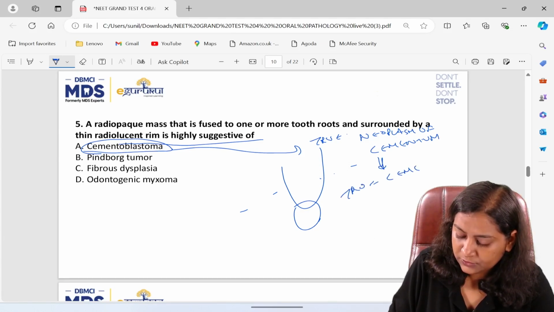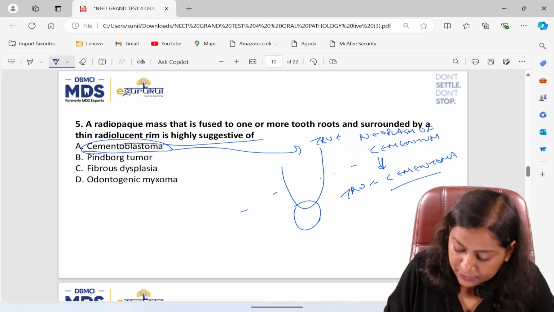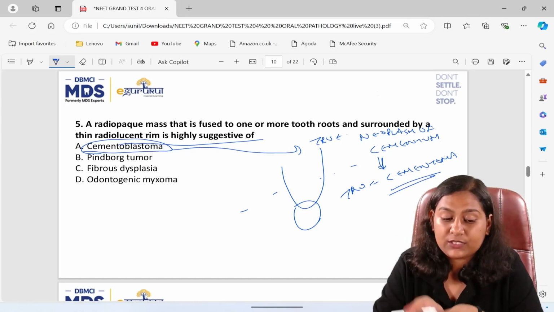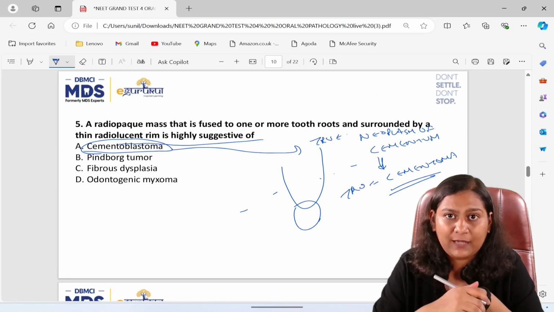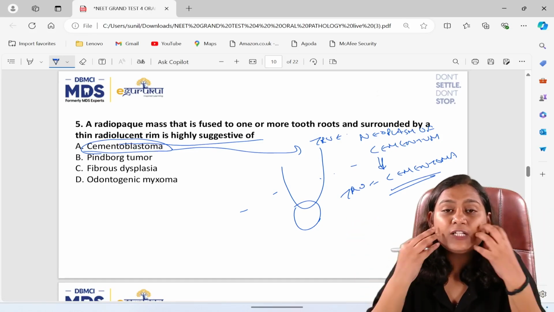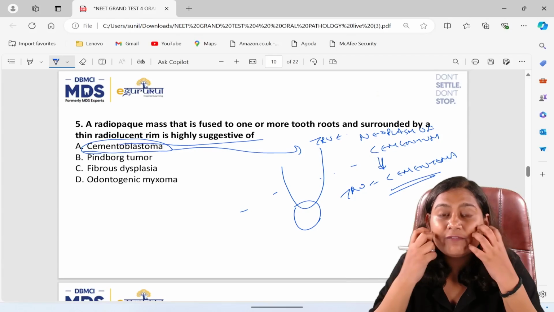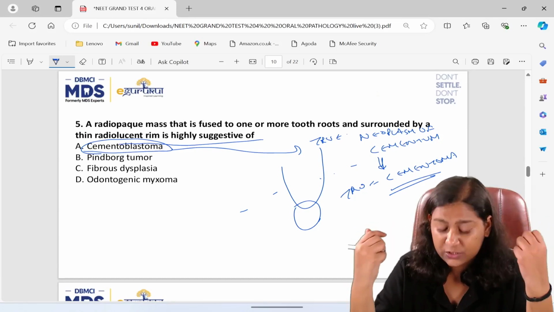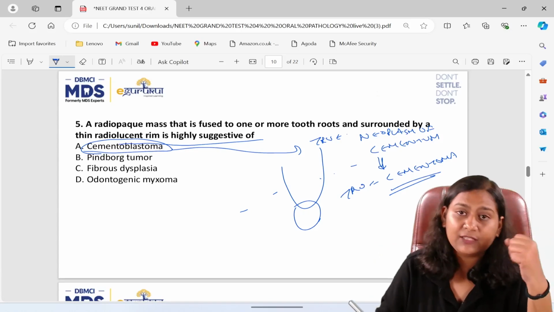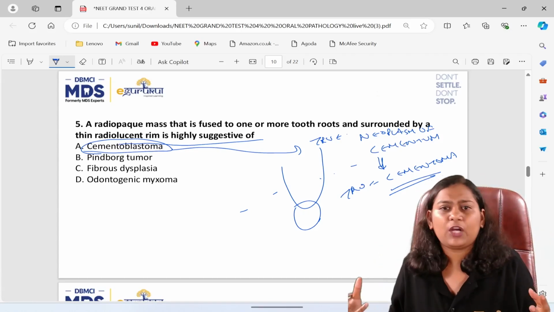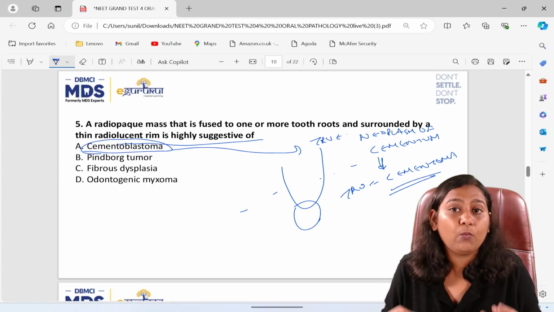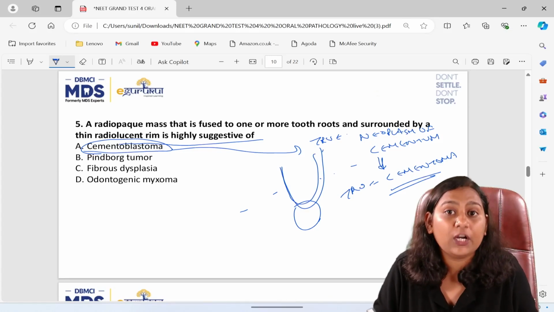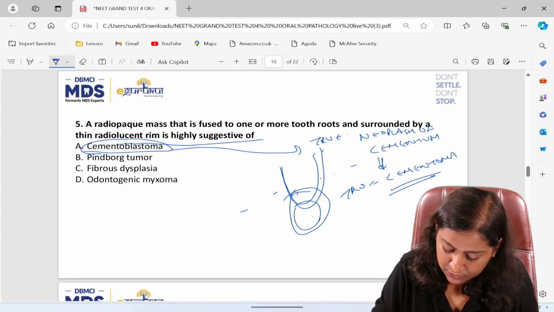Now, remember, there is a difference between hypercementosis and cementoblastoma. Cementoblastoma is a jaw tumor, so there will be jaw swelling. In hypercementosis, there is no jaw swelling. In cementoblastoma there is excessive production of cementum, which causes root resorption. The outline of the tooth will not be seen; excessive root resorption will be seen.